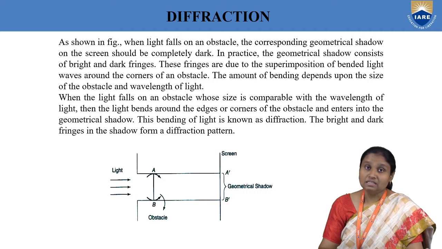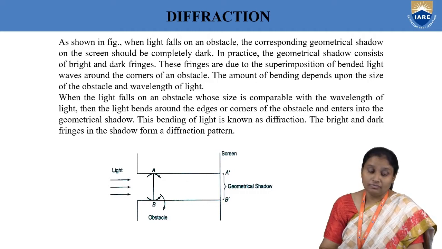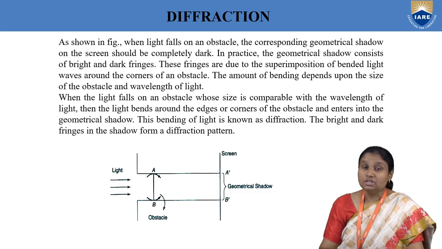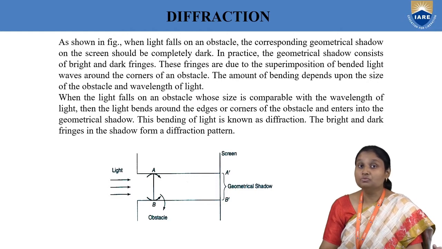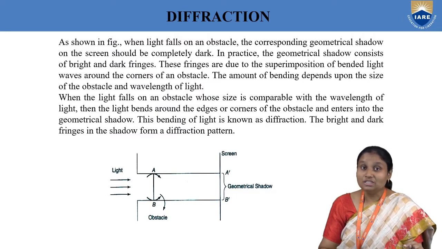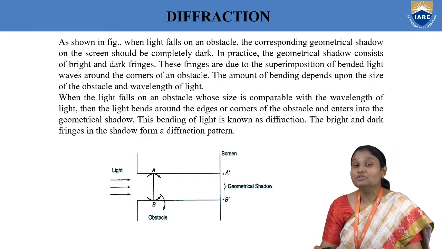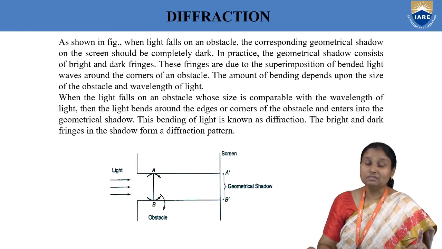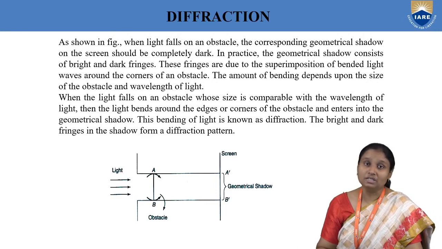We have seen that in case of interference, superposition takes place between the wavefronts that are coming from two virtual coherent sources. Whereas in case of diffraction, here also superposition takes place, but here superposition takes place between the secondary waves which are originating from different points of the same wavefront. That is a very important point we have to understand.